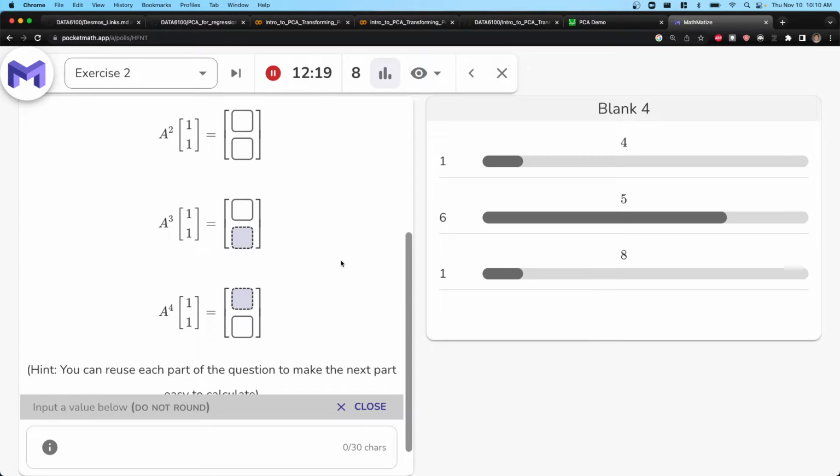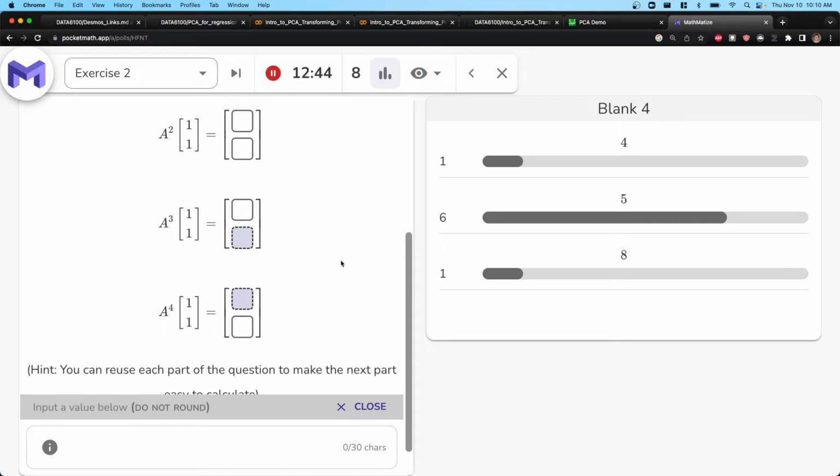Actually, okay. Let me make some nice words. Let's try to put them all out there. So let's do power and answer. So we started with 1, 1, and then we did, I guess that's like A to the 0. Then we did A to the 1 times 1, 1. And we got 1, 2.